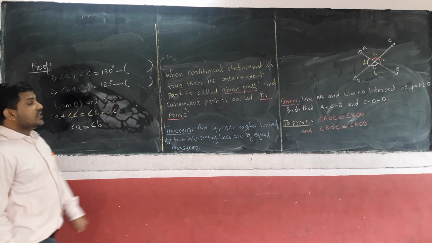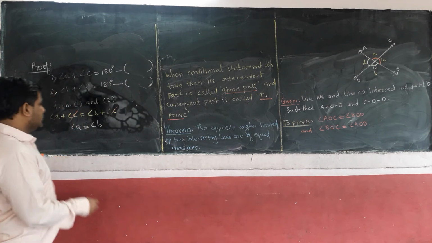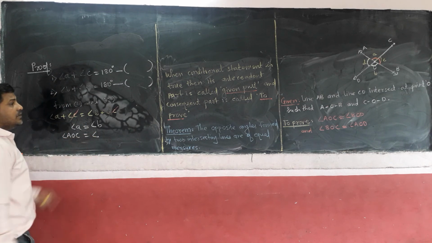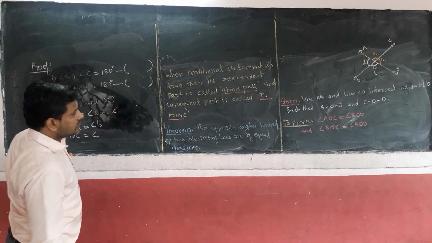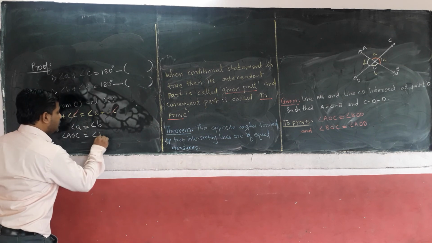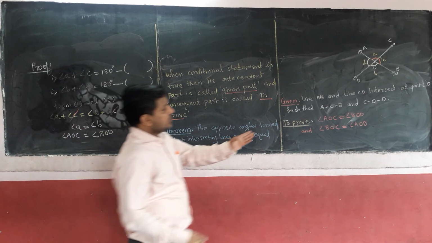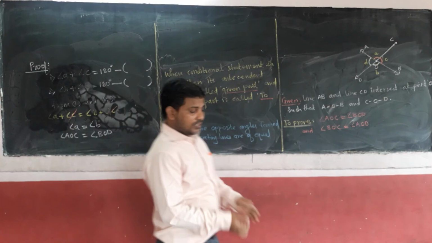What is the meaning of angle A? See there in figure, angle AOC is equals to angle B. Angle B, what is the meaning of angle B? That is angle BOD. Hence proved, angle AOC is equals to angle BOD.